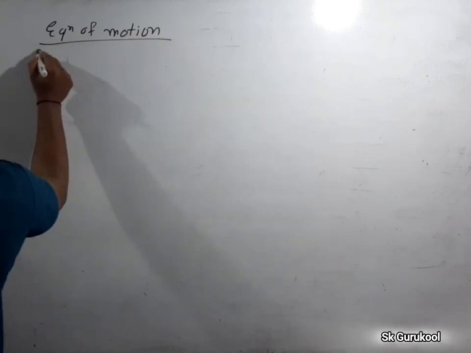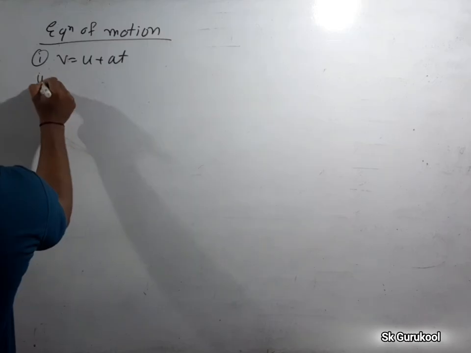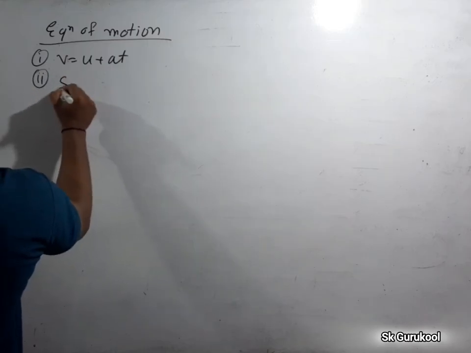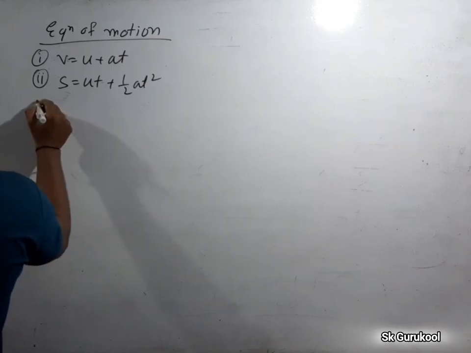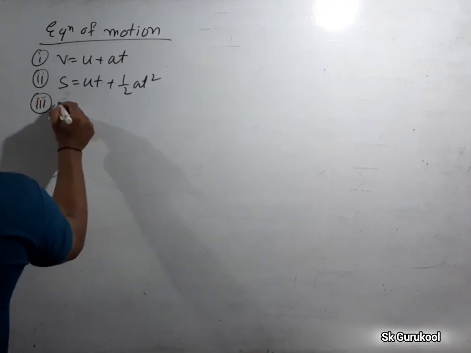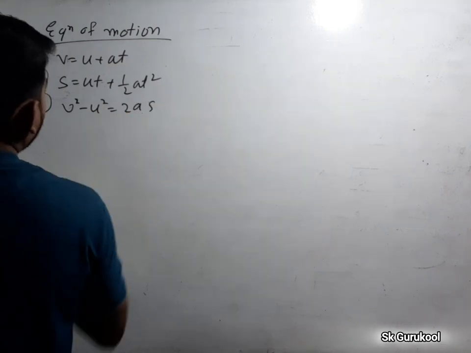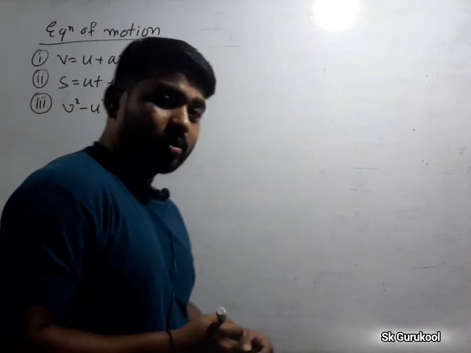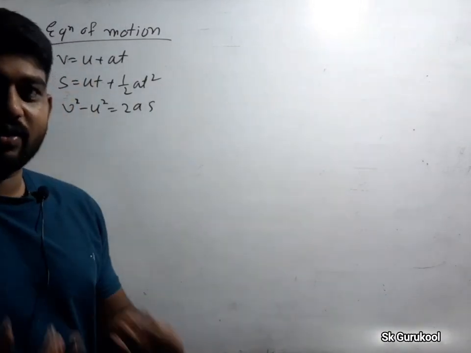that are number 1, v is equal to u plus at, and number 2, s is equal to ut plus half at square, okay, and number 3 is v square minus u square is equal to twice as. We have these three formulas, but how do these formulas come? We can prove them graphically.